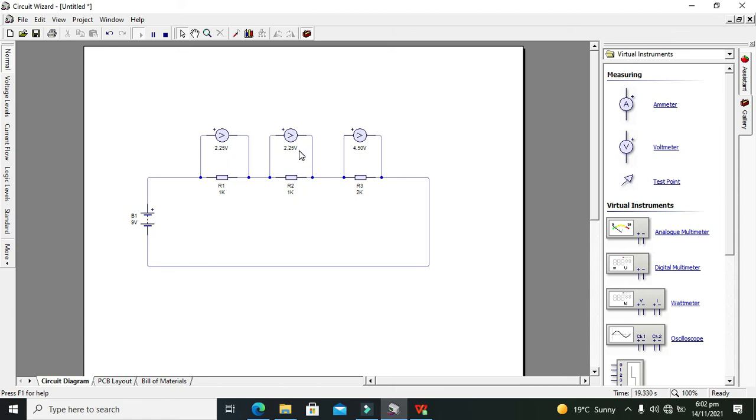Now it drops 4.5 volts, and the 1K R1 and 1K R2 each drop 2.25 volts. If we add 2.25 and 2.25, it gives us 4.5, and 4.5 plus 4.5 is 9 volts. So it simply proves that the sum of the voltage rises by the battery within the circuit must be dropped by the elements within the same circuit.